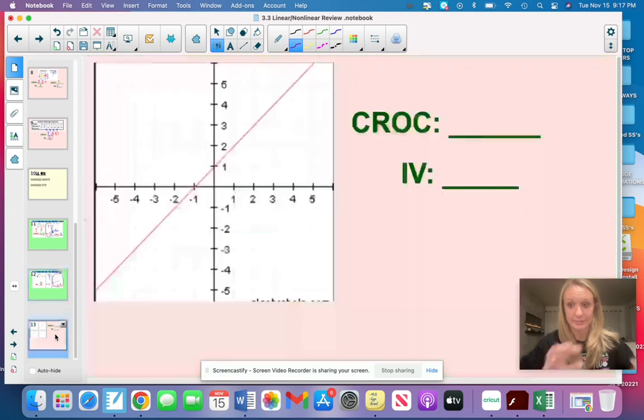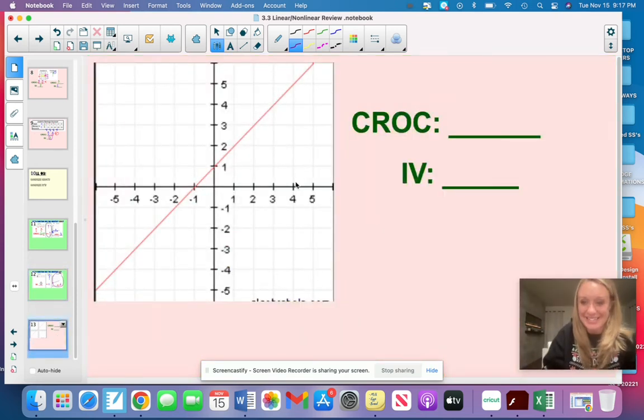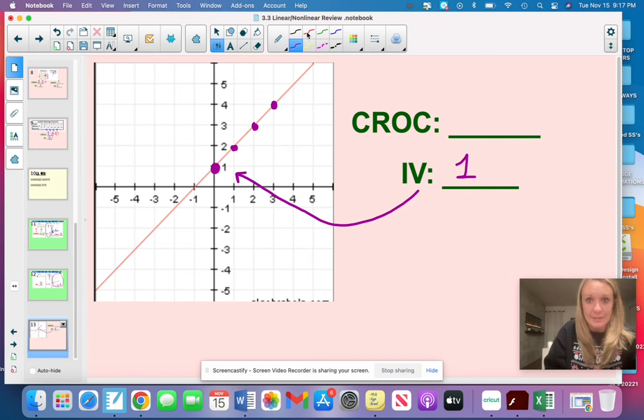Oh, there's one more. Sorry. Okay, last thing. If it's just a graph and we want to find the crack and IV, first of all, your IV is wherever it crosses your y-axis here. So that's going to be 1. Your constant rate of change is the same as slope, so essentially how you're moving. I can see that this is going up 1 over 1, up 1 over 1. 1 over 1 is 1.